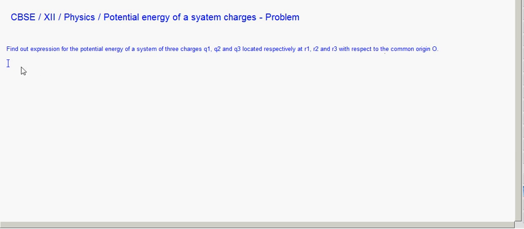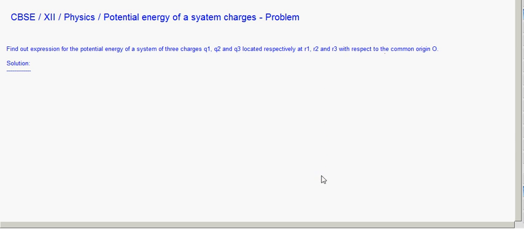We need to find out the expression for the potential energy of a system of three charges Q1, Q2, Q3, and their respective distances are given with respect to a common origin. Let us derive this. First, we will draw the given situation.